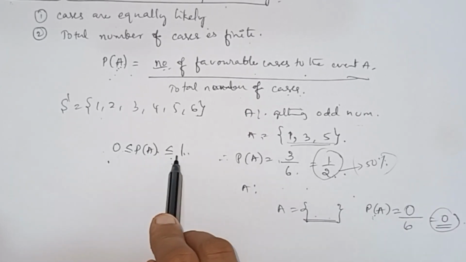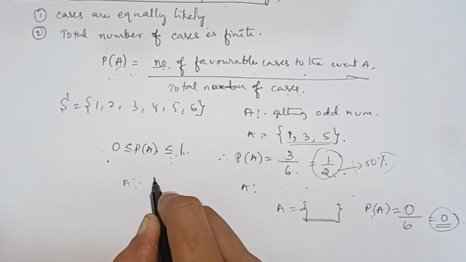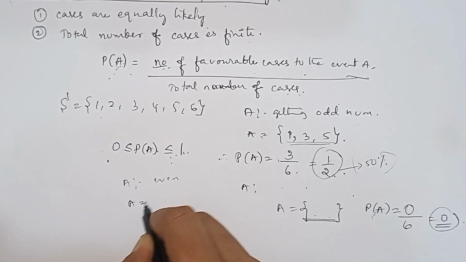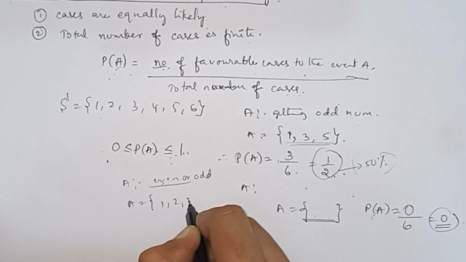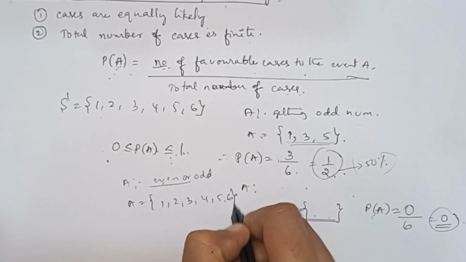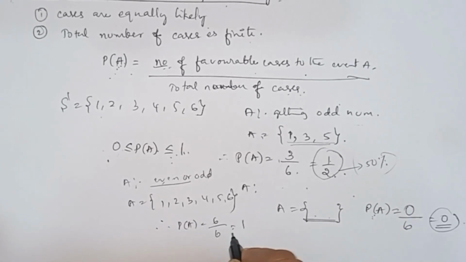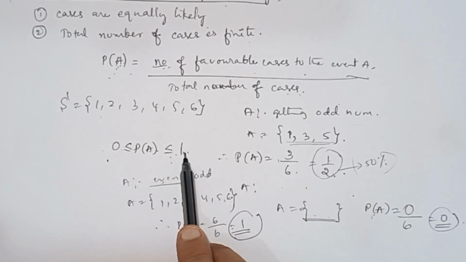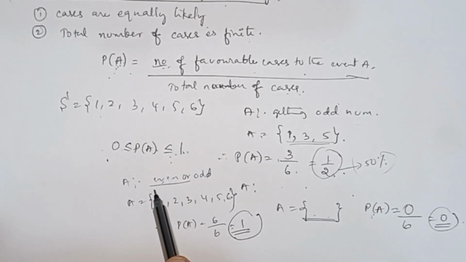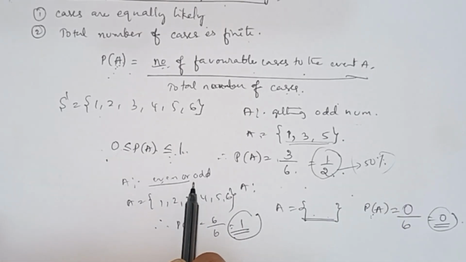So in the case of an impossible event, its probability is always 0. In the case of a sure event, see for example, A is getting an even number or an odd number. So what are the outcomes favorable to this event, even or odd? All possible outcomes will come within this event. So therefore, P of A equal to 6 by 6, which is equal to 1. Therefore, in this case, it is equal to 1, which means it's a sure event.